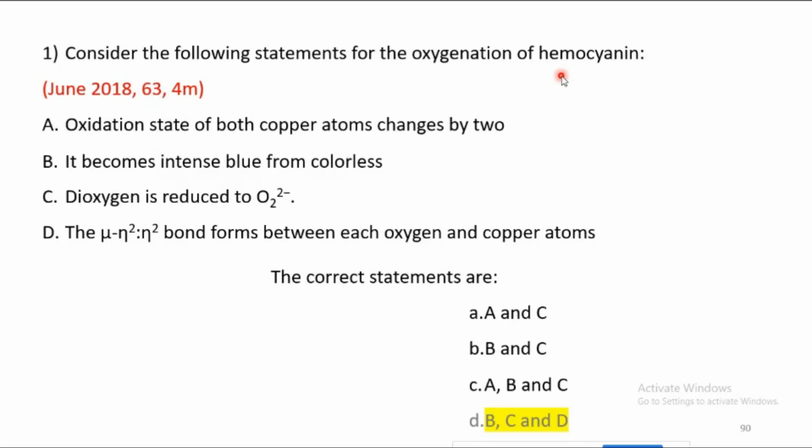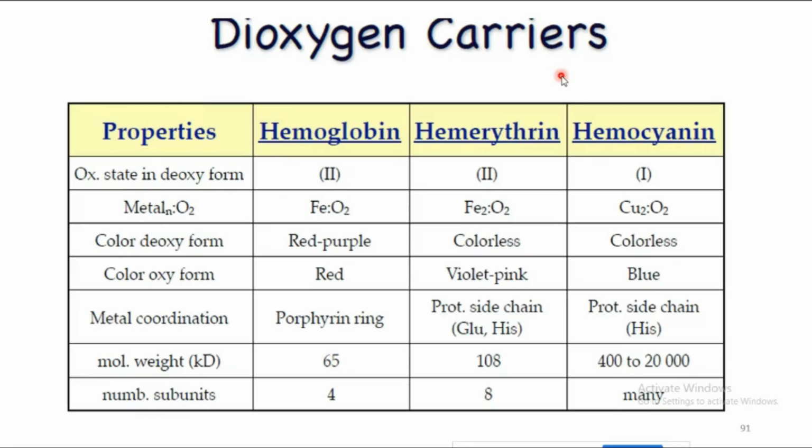So molecular oxygen is reduced to peroxide, and the color of the deoxyform is converted into a deep blue color while the oxyform is generated. The side-on eta2 to eta2 bridging mode, a symmetric O2 binding mode, is observed in the case of oxyhemocyanin. Overall, if you want to summarize the dioxygen carriers, hemoglobin, hemerythrin, and hemocyanin, you are able to see here we have compared them. All are involved in O2 transport.